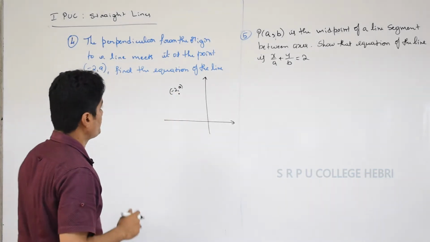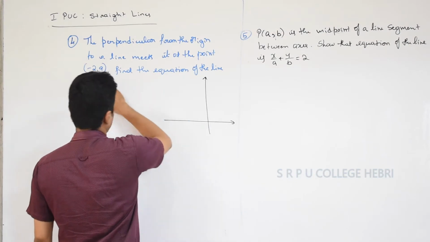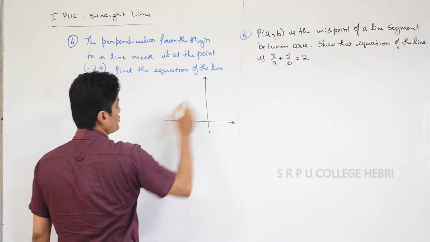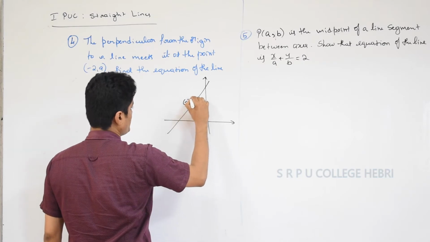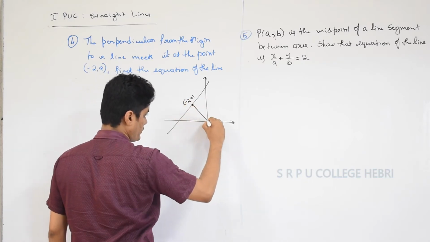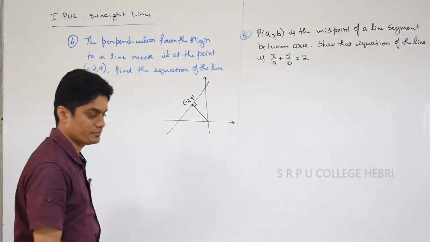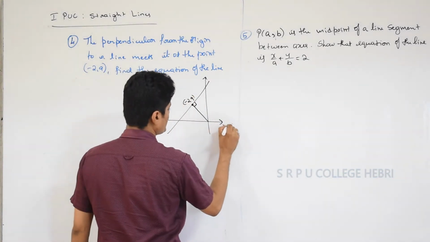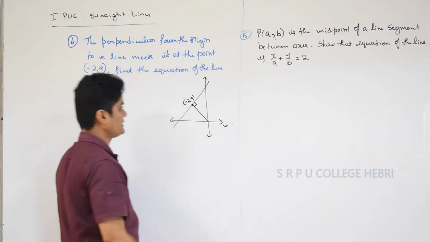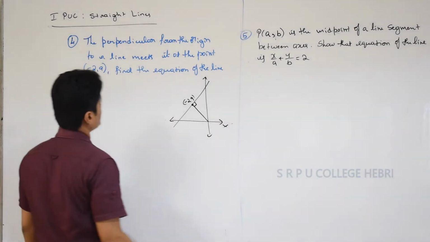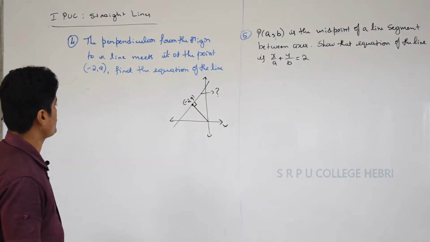The perpendicular from the origin to the line meets at the point minus 2, 9. Suppose this is a line and this is the point minus 2, 9. They are telling that the perpendicular drawn from the origin will meet this point minus 2, 9. The exact position is not needed. The diagram is not part of the solution actually, only for you to understand the question. So we need this equation. Find the equation of the line.